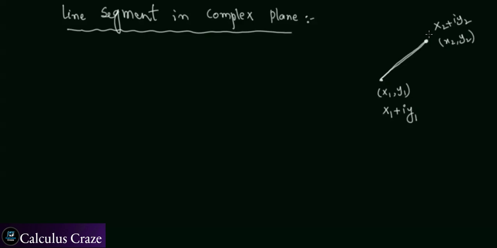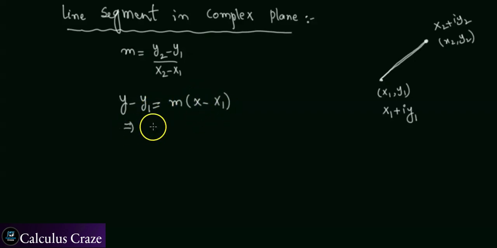First I will make the equation of the line. To make the equation of a line, you need the slope m, which is y2 minus y1 divided by x2 minus x1. With the help of the slope you will find the equation of the segment, which is y minus y1 equals m times x minus x1. From here you can also write y equals m times x minus x1 plus y1.